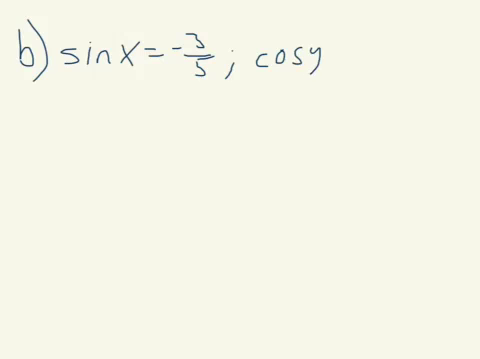Welcome back. We are going to do a few examples from 5.4 that we didn't get to in class today. So I'm going to pick up on part B of one of those examples. Recall that we had already given that sine of x was -3/5 and cosine of y was 8/17.